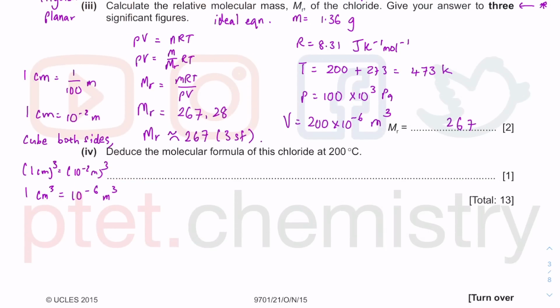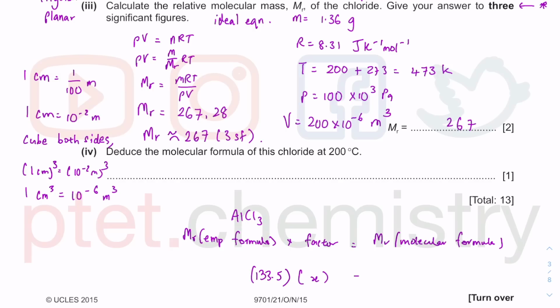To get the molecular formula, we know the Mr of the empirical formula multiplied by a certain factor will give us the Mr of the molecular formula. So our empirical formula just now was AlCl3. So if you go to the data booklet, your periodic table, 27.0 plus 35.5 times 3, I get 133.5 times a factor, let's say x, equal to 267. So that looks like it's a multiple of 2.